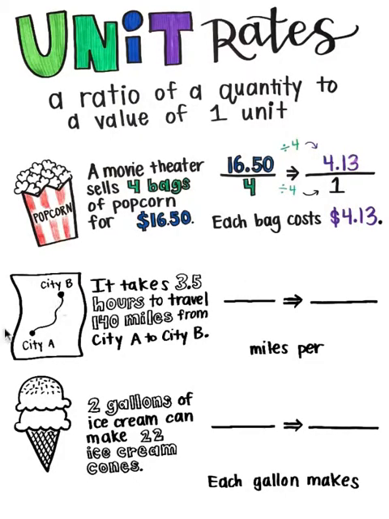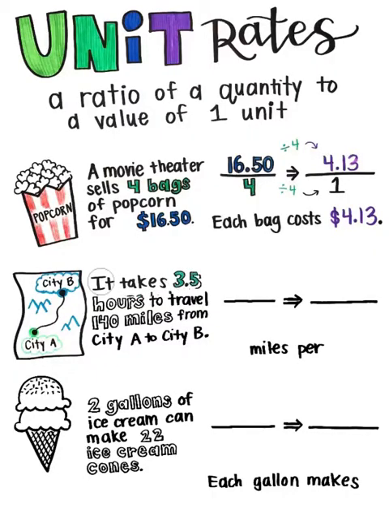Okay. Here is another example. In this next example, we are looking at a map. And on the map, it tells us that it takes 3.5 hours to travel 140 miles from city A to city B. So 3.5 hours to get from city A to city B, and that will be a total of 140 miles.